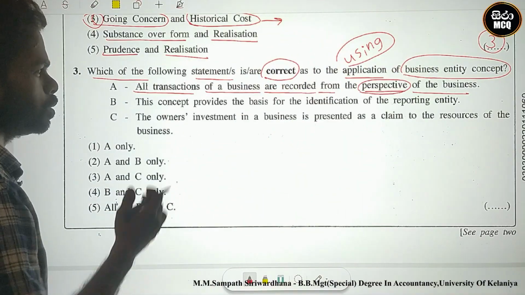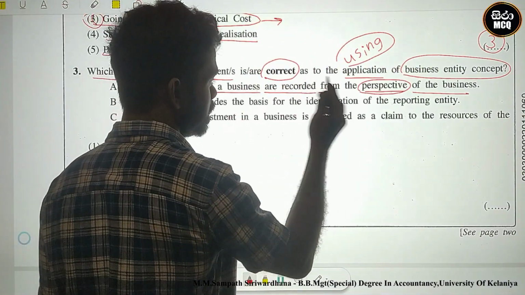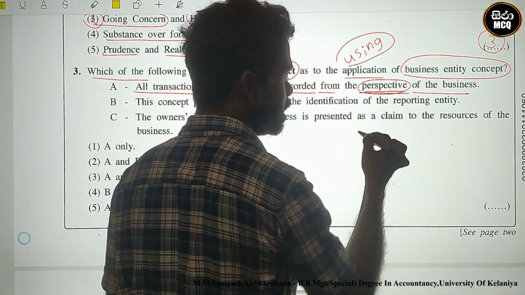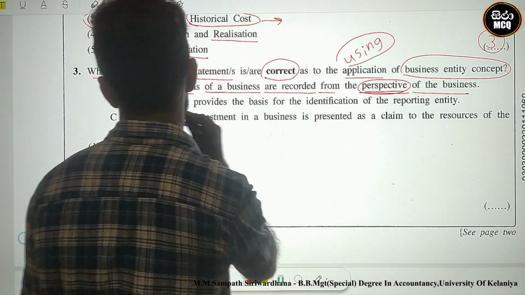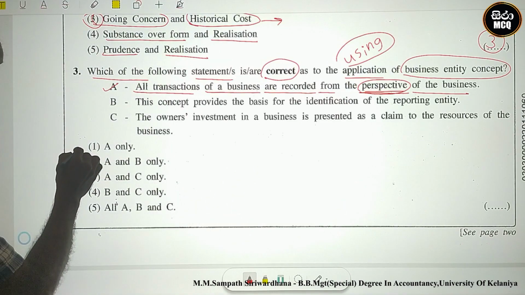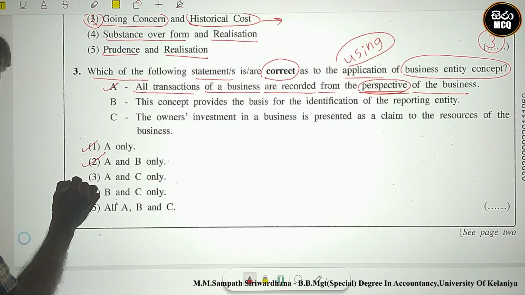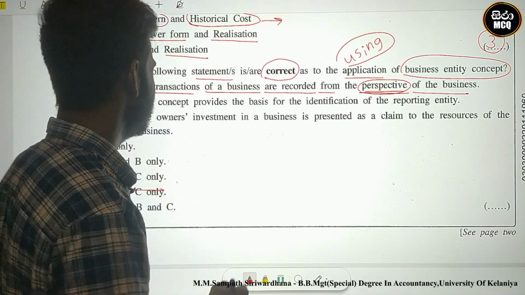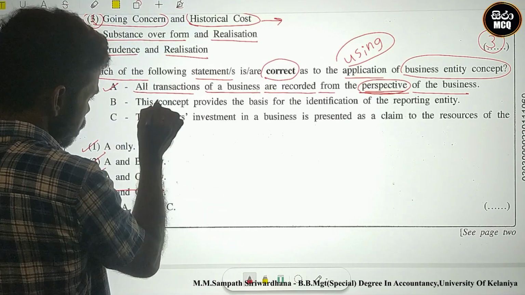Why? Entity concept considers the perspective, the eye concept, the radar area of the business. This is the correct one. A is correct. There are three answers. This one, A, this one. This is the rejection, B or C. A is correct. Okay.